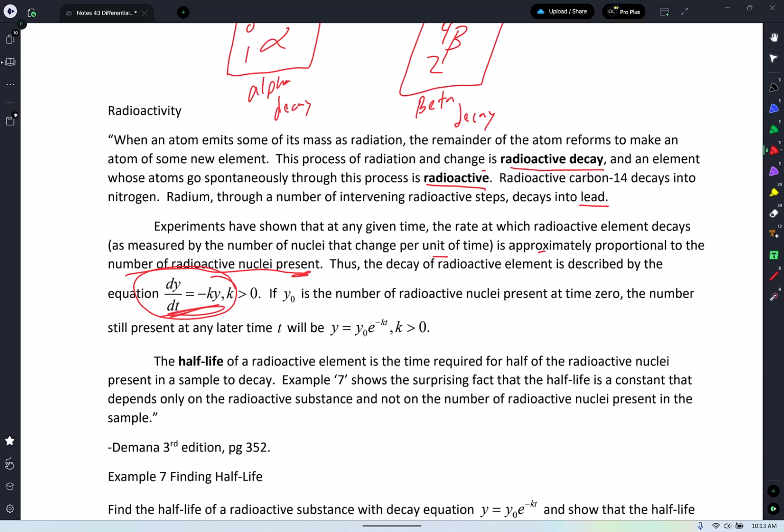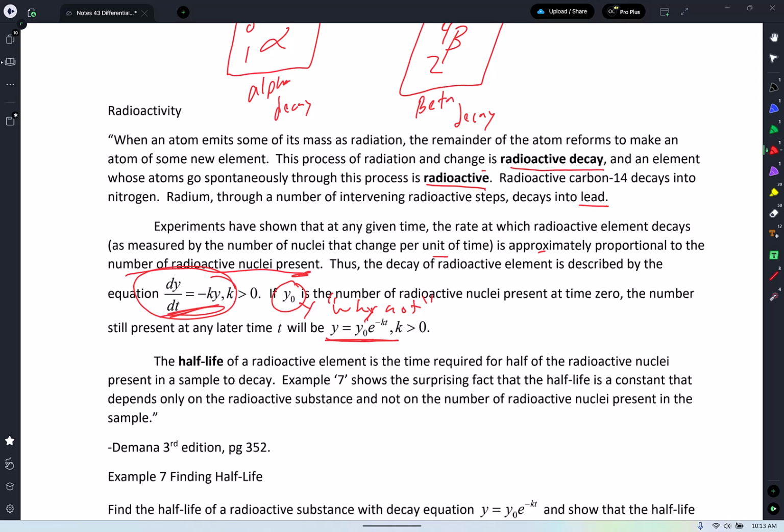If y naught, which is what they usually call it, and it's a play on words, guys. It's not literally "why not." It's the letter y, and then they call the zero "naught." Sometimes they call it initial. So if y naught is the number of radioactive nuclei present at time zero, the number still present at any time later t will be given by that equation, where t is greater than zero because we're talking about decay.